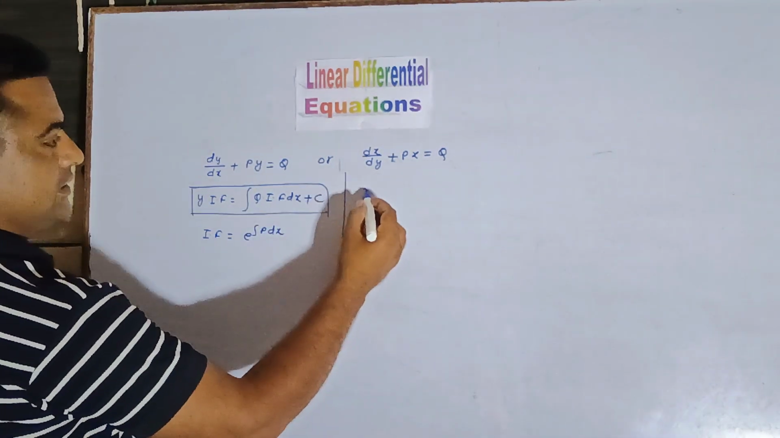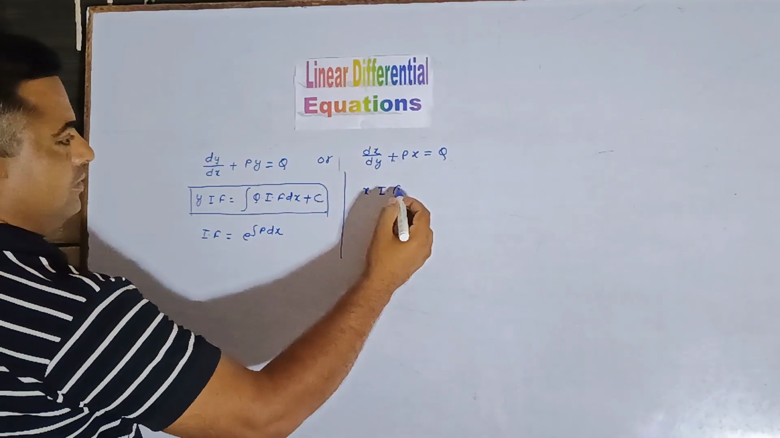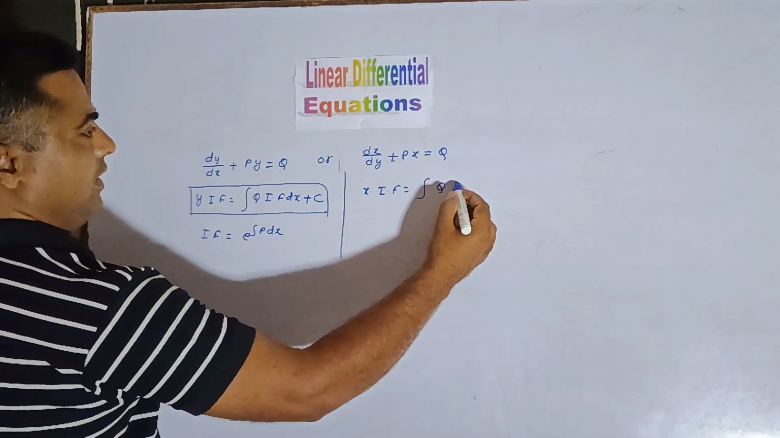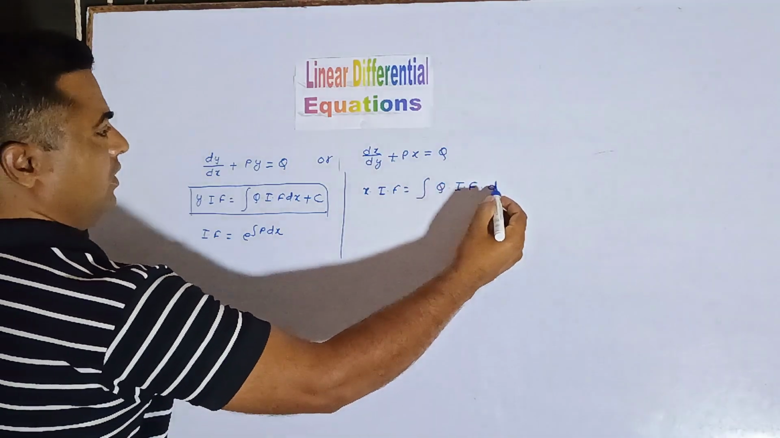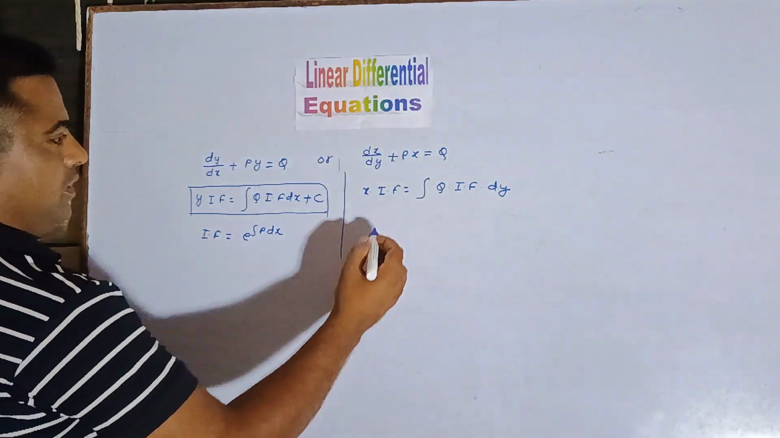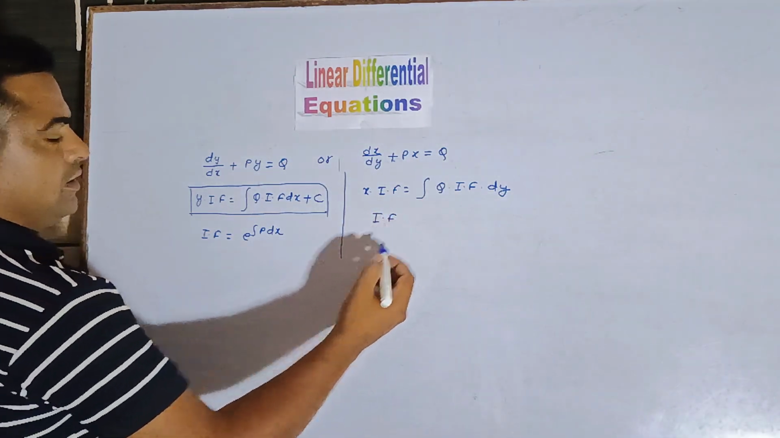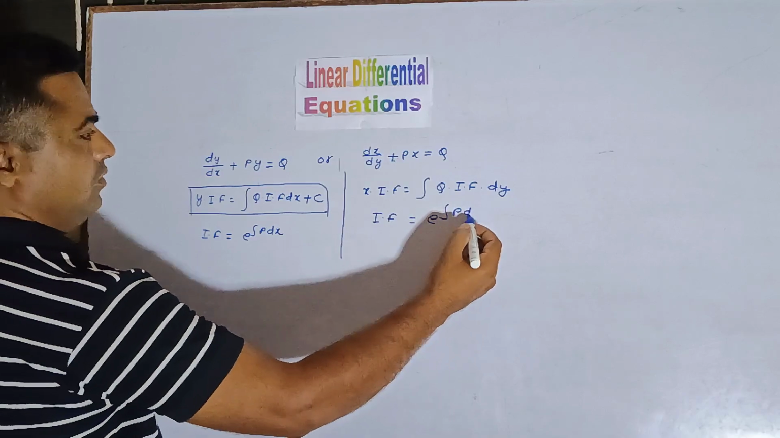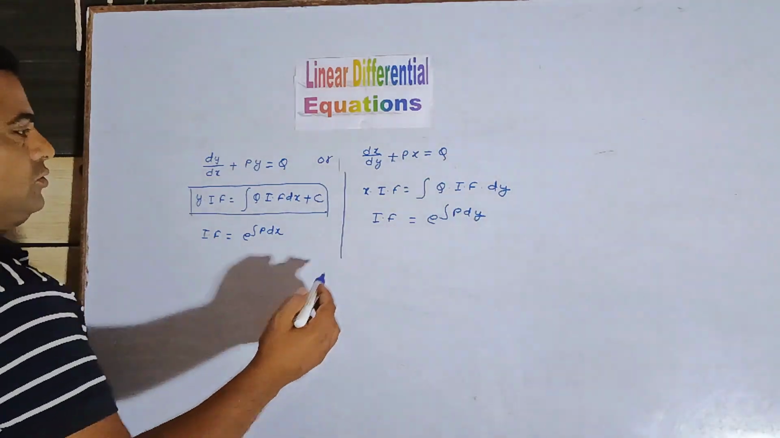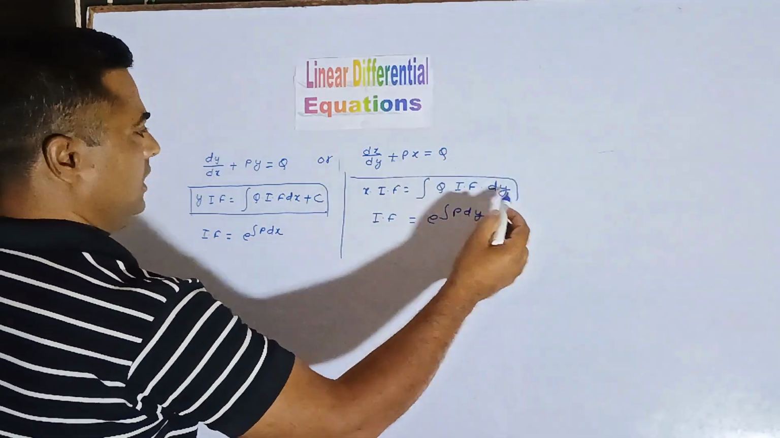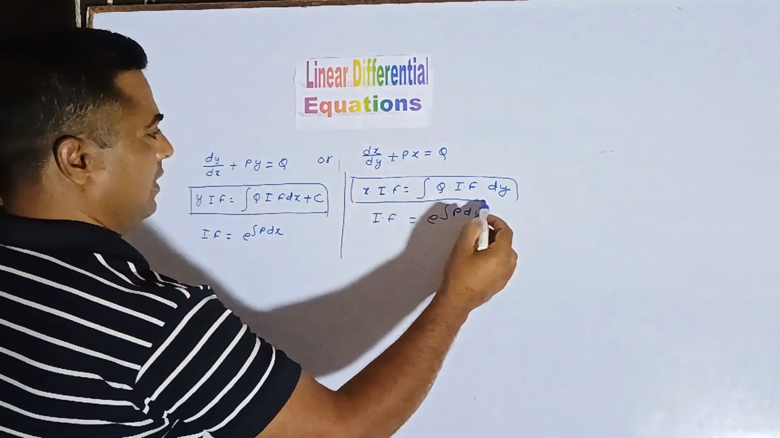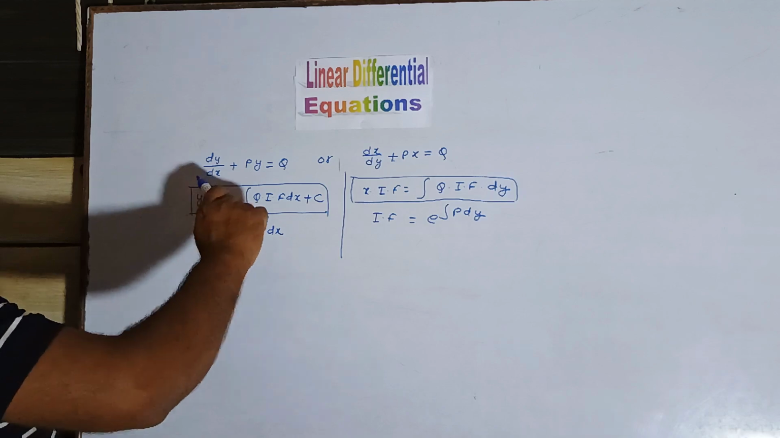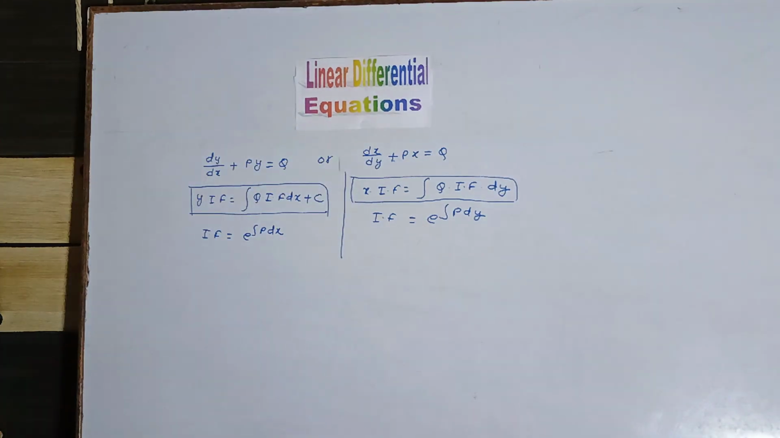Now we will see the solution of the second type of linear equation. This will be x into IF is equal to integral of q into IF into dy, where the value of the integrating factor IF will be e to the power integral p dy. So students, these are the two solutions of these linear equations. You will remember these solutions, so we can solve all the questions related to these types.